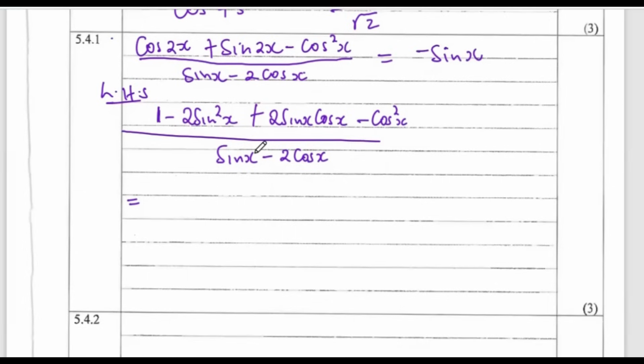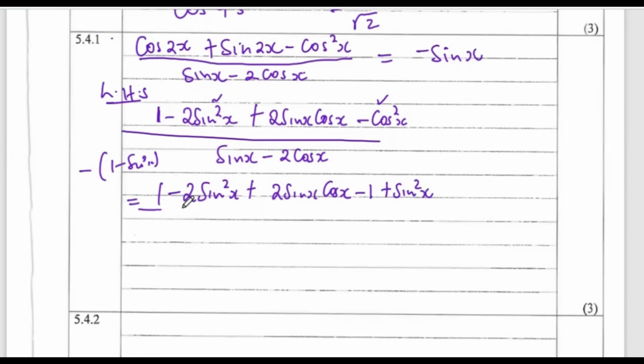Okay, what next? What do I see? Is there anything that I can combine? Yes, I can combine this and that. If not, I can change this to 1 minus 2 sine squared x plus 2 sine x cos x. Then I'm going to have negative 1 minus sine squared x, which is going to give me negative 1, then plus sine squared x, over the sine x minus 2 cos x.